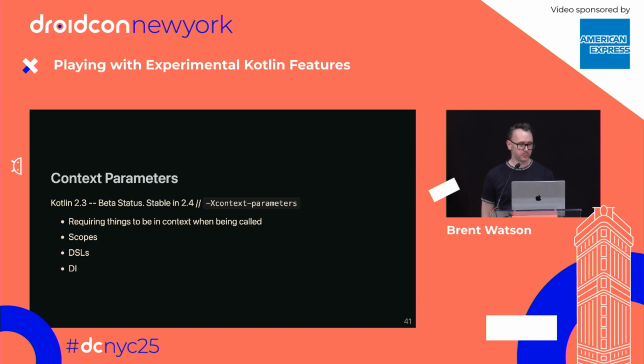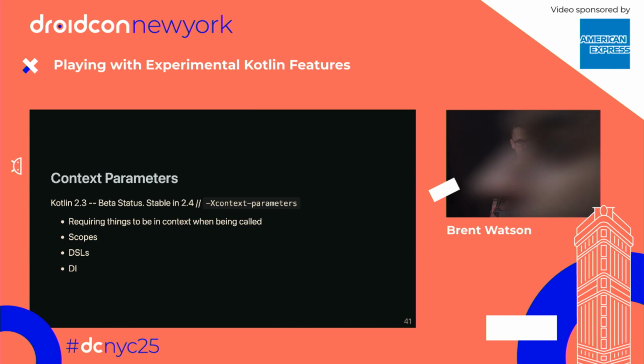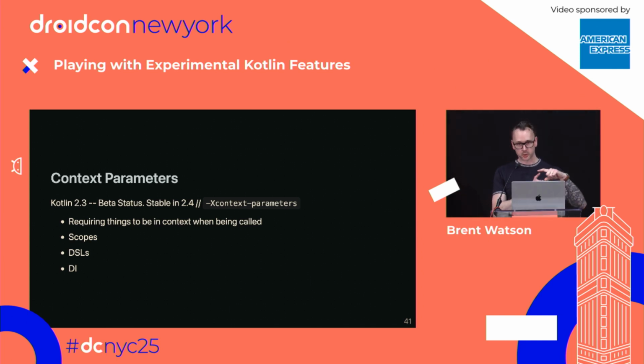This is also going to be pretty big for dependency injection. If you think about functions needing parameters in context before you can call them, and a chain of those things, you get dependency injection that's enforced at compile time. So that's pretty cool. We'll expect to see some things from Koin and others to really make use of these to give you more compile time checking in your DI libraries.